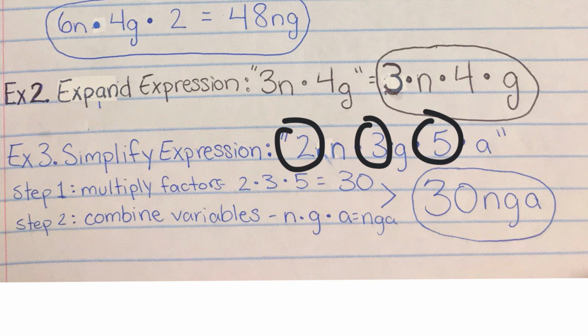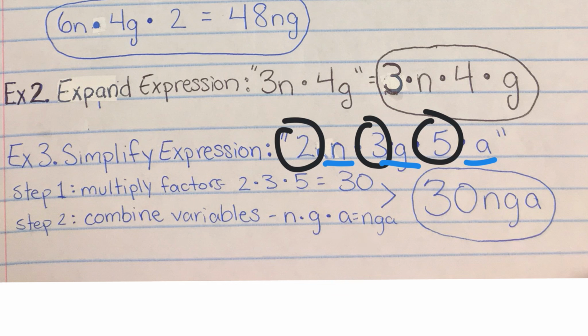The variables we have that are left over are n, g, and a. So we just throw those together. This just means combine the variables, n times g times a. Remember, when you have letters, you can just butt them right up next to each other, butt them right up next to a number to represent multiplication. So n times g times a really just means nga.